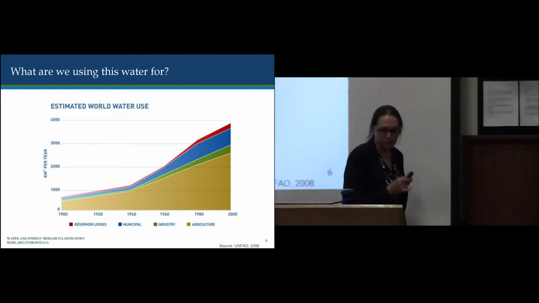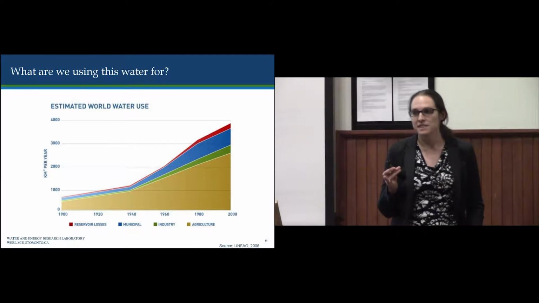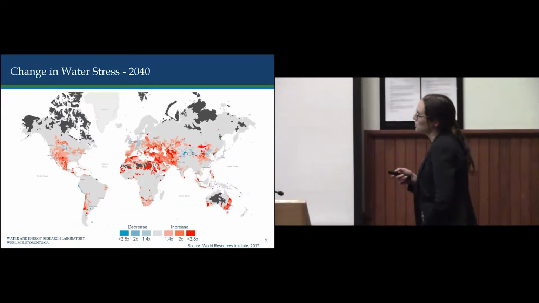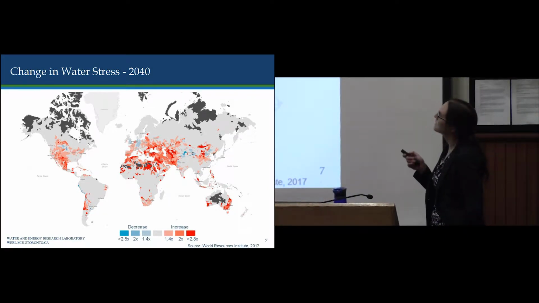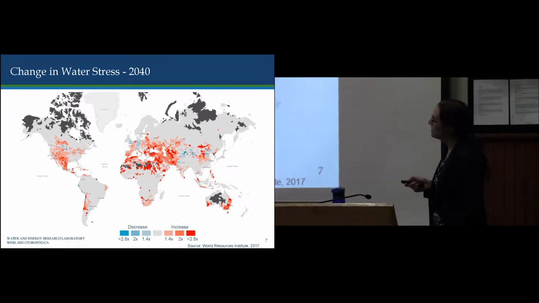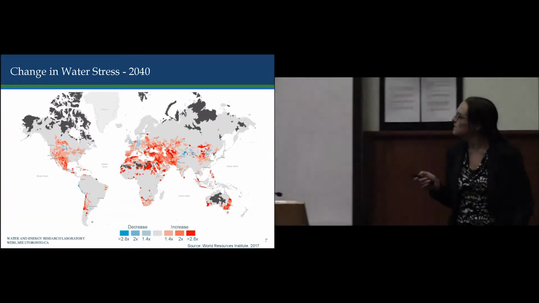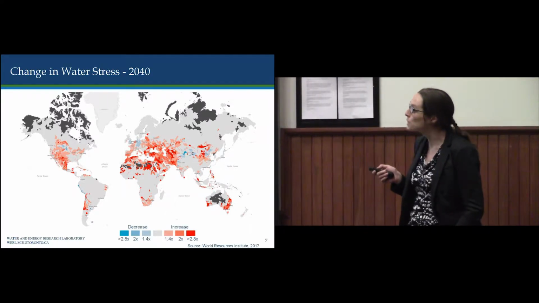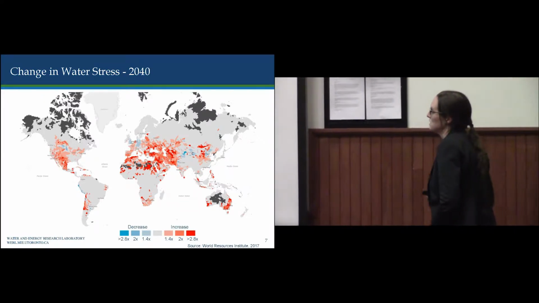And what makes it even worse when we're looking at water stress is the fact that it's actually projected to get worse. So this is showing areas where this water stress is going to increase in the next 23 years. They're shown in red, and areas where it's going to decrease are shown in these blue colors. What you'll notice is that most of the areas showing up here, especially the areas that are already water stressed, are only going to get worse in the next 20 plus years.